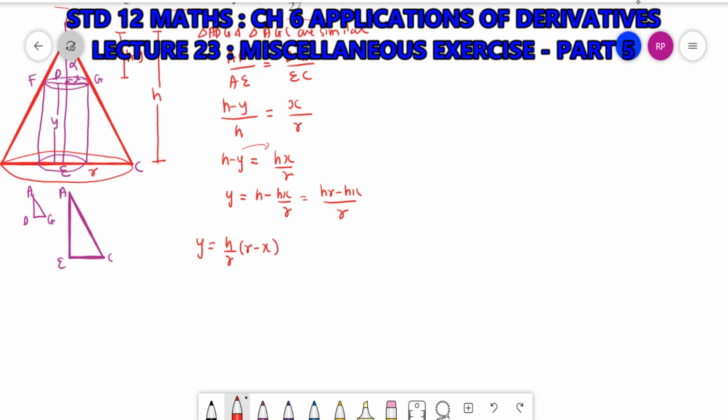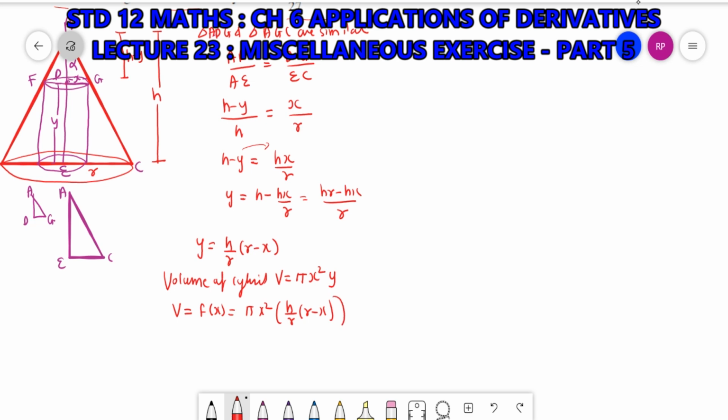Now, what is the formula for volume of a cylinder? Volume of cylinder V is equal to pi r square h. Here r is the radius of the cylinder, that is x, so x square. H is the height of the cylinder, that is y. So this we will take as a function: V equal to f of x equal to pi x square, and instead of y, h by r minus x. Remember, h is the height of the cone, that is constant. R is the radius of the cone, that is also constant.